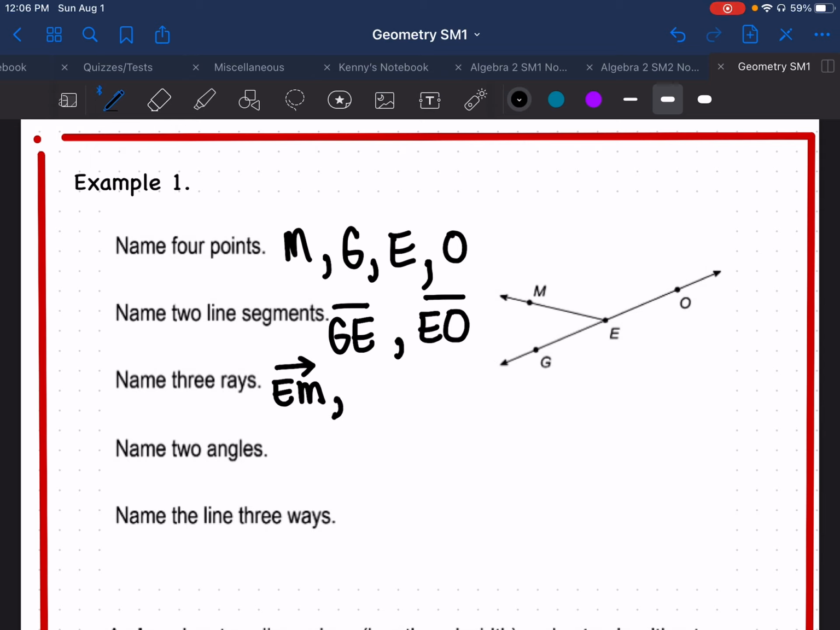Now they want three, so I'm going to put a comma and I'm going to put two more. The other two rays that are on this line, I have to use the points G, E, and O, and I must use two of them to name the ray. That means E has to be my beginning point. So one ray from E is going to go in this direction towards O, and the other ray is going to go in that direction towards G. So I'm going to have EO and EG. Those are my other two.